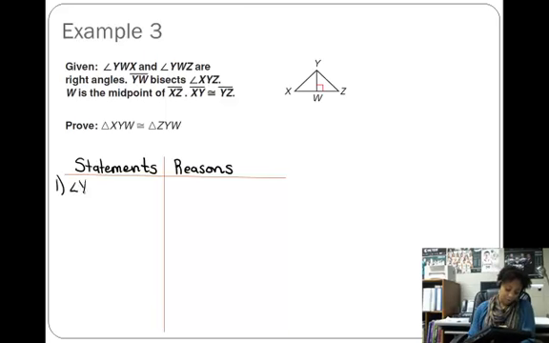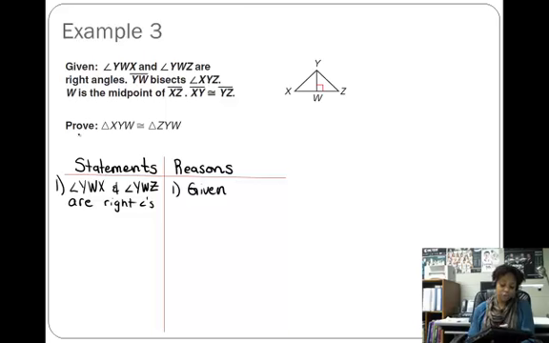So I'm going to write what I'm given. Angle YWX and angle YWZ are right angles. Given. So again, since we're trying to prove that these triangles are congruent, our challenge is to prove every pair of angles congruent and every pair of sides congruent. We can say that these are congruent by the right angle congruence theorem. So we've got one pair of angles down. That means that angle YWX is congruent to YWZ by the right angle congruence theorem.